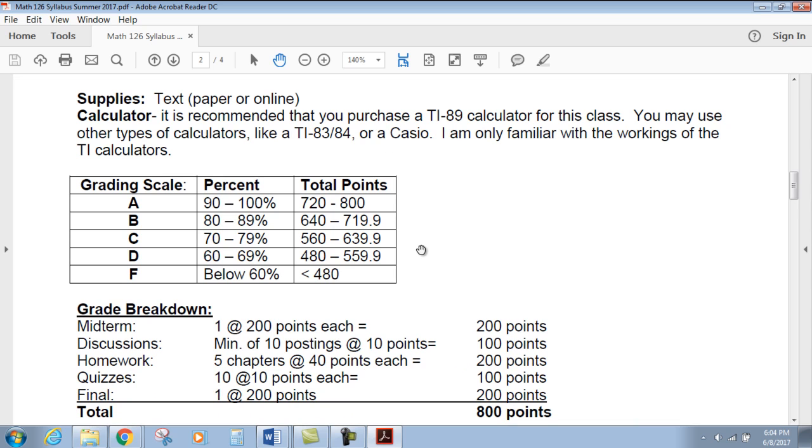Grading scale is pretty standard: A, B, C, D, F, and there's the percents for each grade, and there's also the points that would give you each grade. If you do the math, you'll see that those percents are equivalent to those points if you do the multiplication.